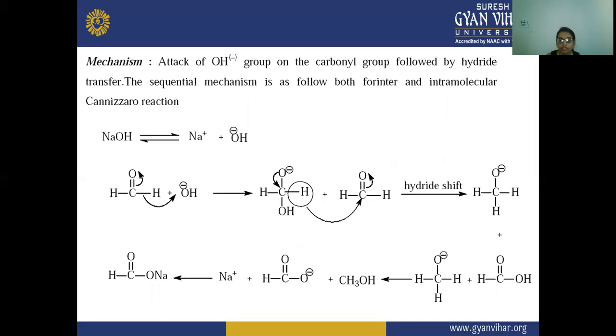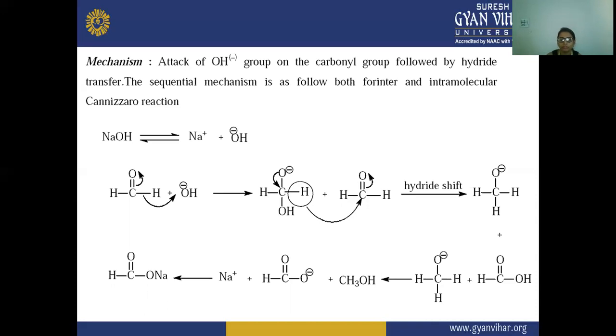So the mechanism of this Cannizzaro reaction is an attack of the OH group on the carbonyl group, followed by hydride transfer. In this Cannizzaro reaction, hydride shifting, or hydride transfer, also occurs. Here you will see NaOH dissociating, and the Na has the positive charge and the OH has the negative charge. So OH is acting as a nucleophile here.